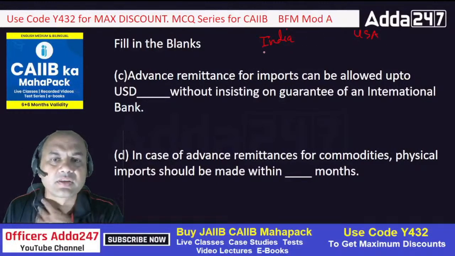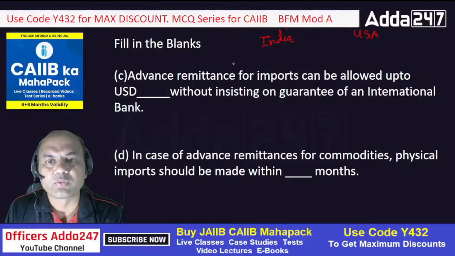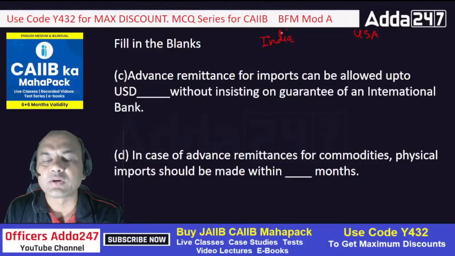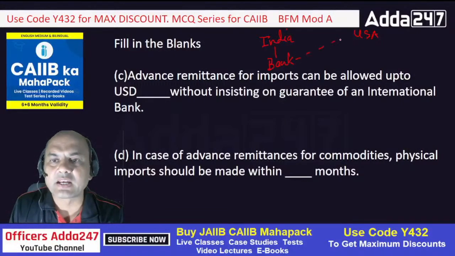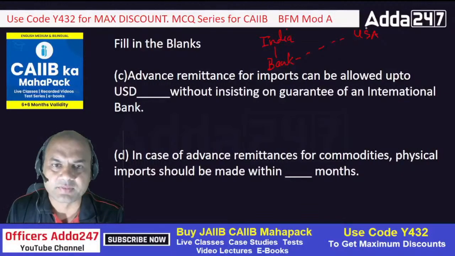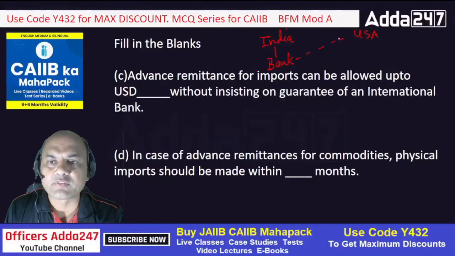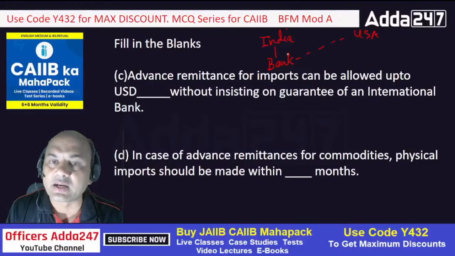In that case, what happens? I need a bank who will give the guarantee to this seller that if I don't pay on so and so date, this bank will be paying. So the bank gives the guarantee to this seller. It's a sort of supplier's credit. This guarantee is allowed to be given by banks without insisting on guarantee of an international bank, means without insisting on the counter guarantee. International bank guarantee is called a counter guarantee.